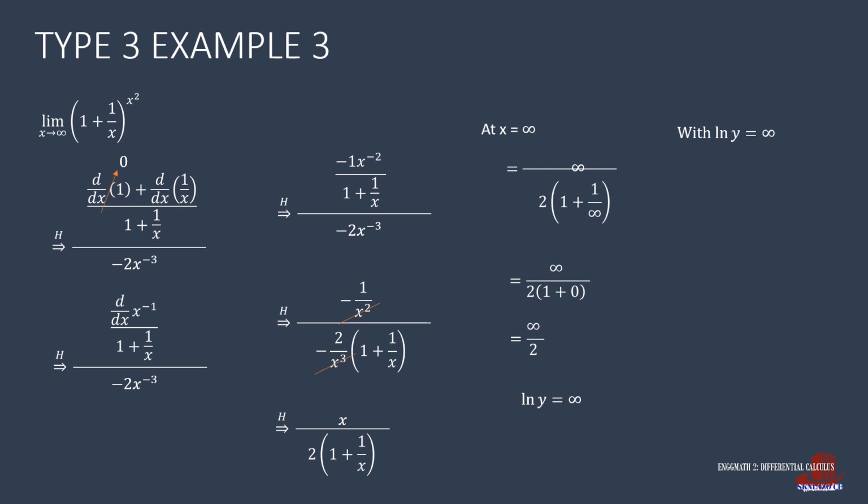If ln of y is infinity, take the natural number e into both expressions to make e raised to ln y as e raised to infinity, which is simplified as infinity just the same. Cancel e raised to ln to get y as infinity. So the limit of 1 plus 1 over x raised to x squared as x approaches infinity is infinity.